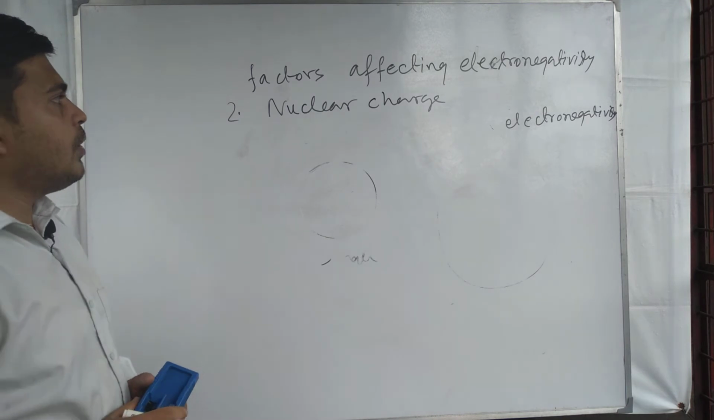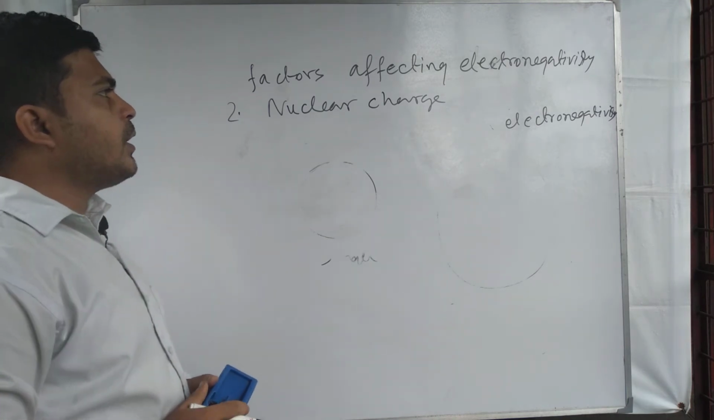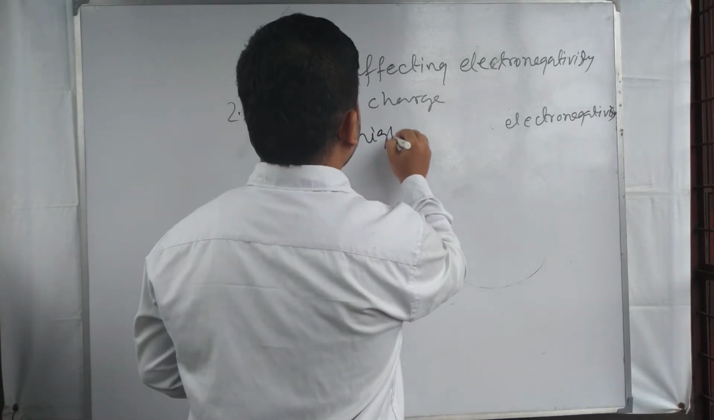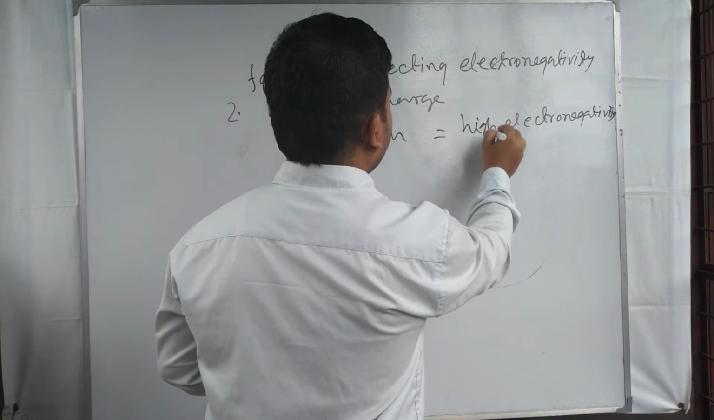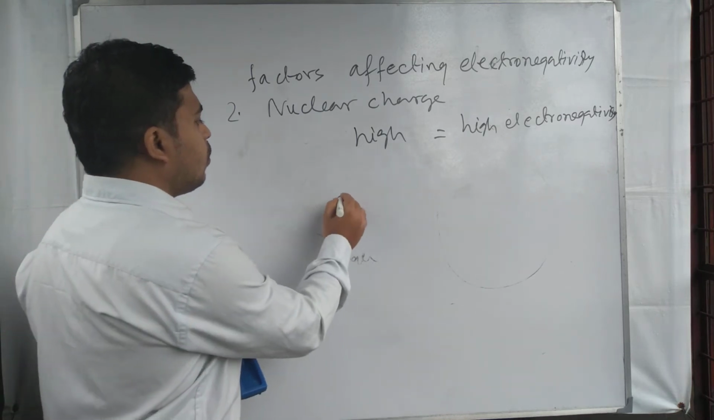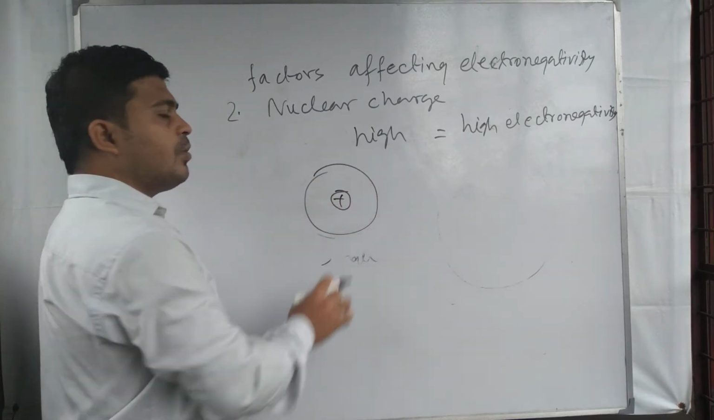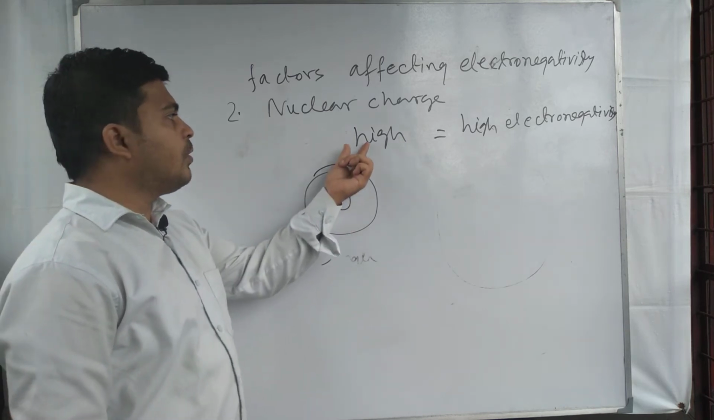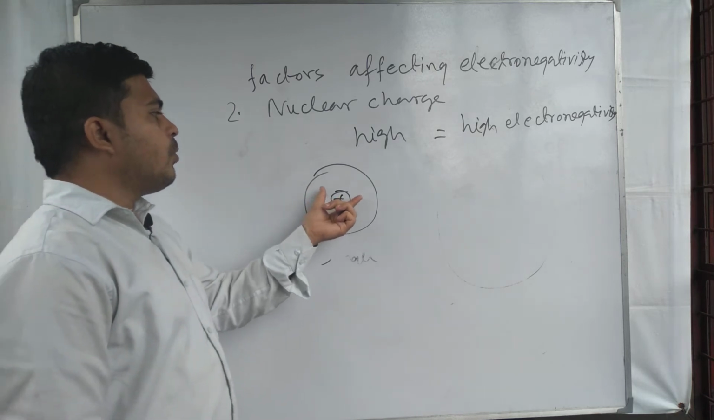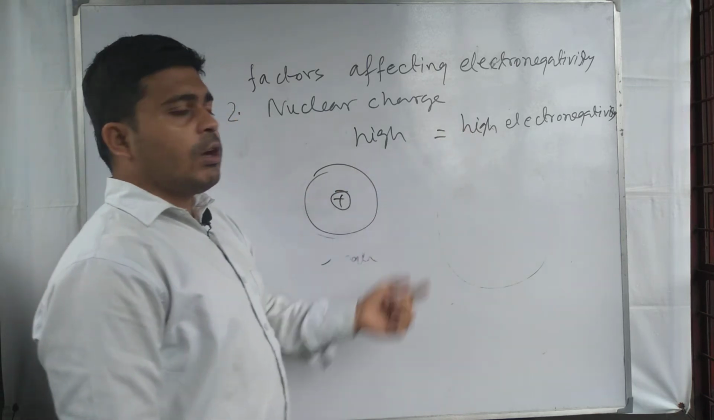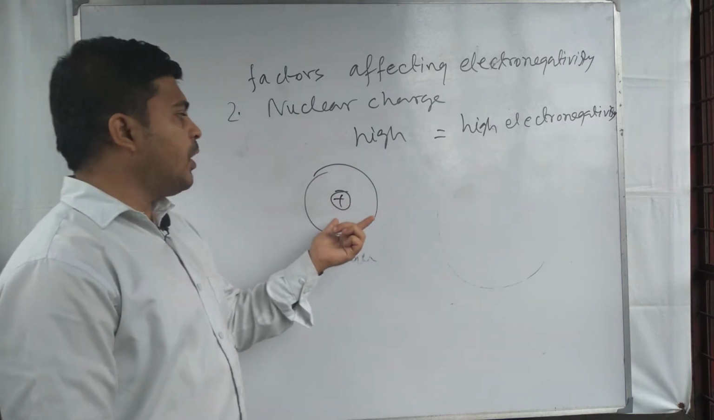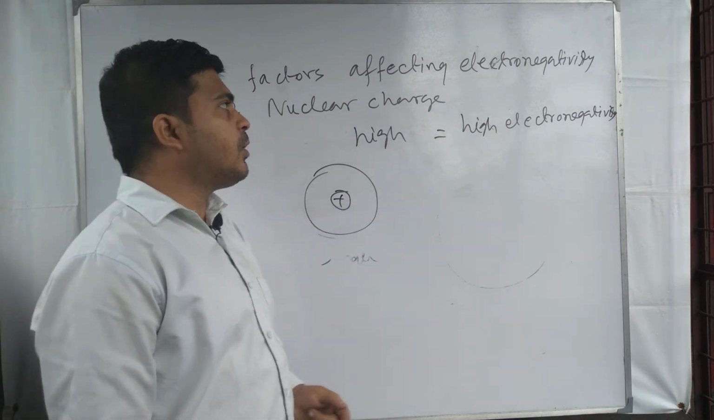Nuclear charge of an element is an important factor affecting the electronegativity value. When nuclear charge is high, electronegativity is high. High nuclear charge means that a higher amount of positive charge is present in the nucleus. So for this reason the atom can attract more electrons. The atom has the tendency to attract the pair of electrons, and for this reason it has high electronegativity.